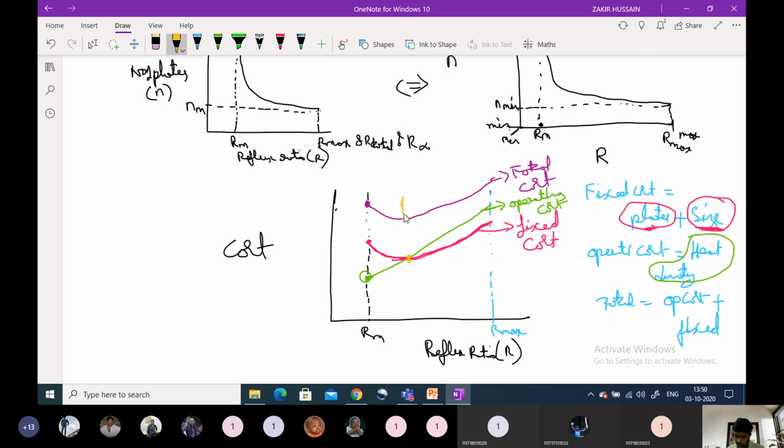So together, all these things are called R optimum. The optimum reflux ratio is at which the total cost will be minimum. In other words, the optimum is at which the sum of the operating cost and fixed cost will be minimum. So this is the optimum reflux ratio.